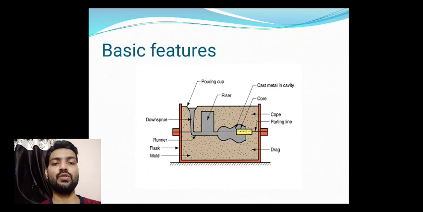Core is generally used for giving a hollow cavity. Cope, the upper part of the box, is known as cope. The lower part of the box is known as drag. The cope and drag meet at a line, and that meeting line is known as the parting line.